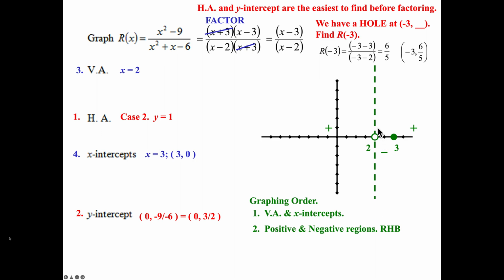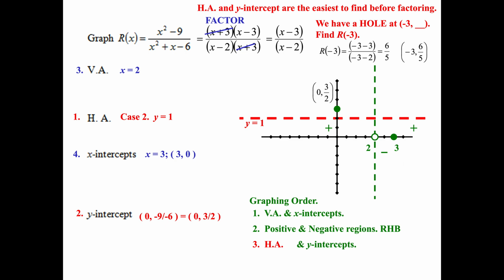So put in our vertical asymptote. I'm going to put in my 0, 3 halves for my y-intercept. My y equals 1. Here's my horizontal asymptote. And you can see everything to the left of 2. There's my positive y-intercept, so that's a good sign. And that's where we should be at.